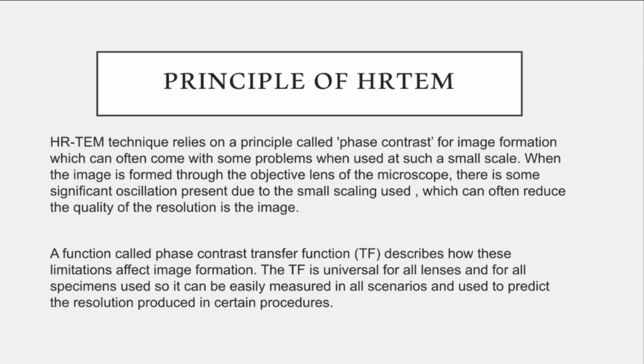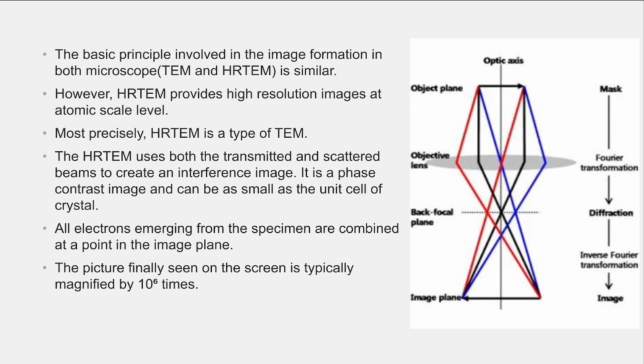A function called the phase contrast transfer function describes how these limitations affect image formation. The transfer function is universal for all lenses and for all specimens used, so it can be easily measured in all scenarios and used to predict the resolution produced in certain procedures. The principle involved in TEM and HR-TEM is similar, but HR-TEM provides high-resolution images at atomic scale level.